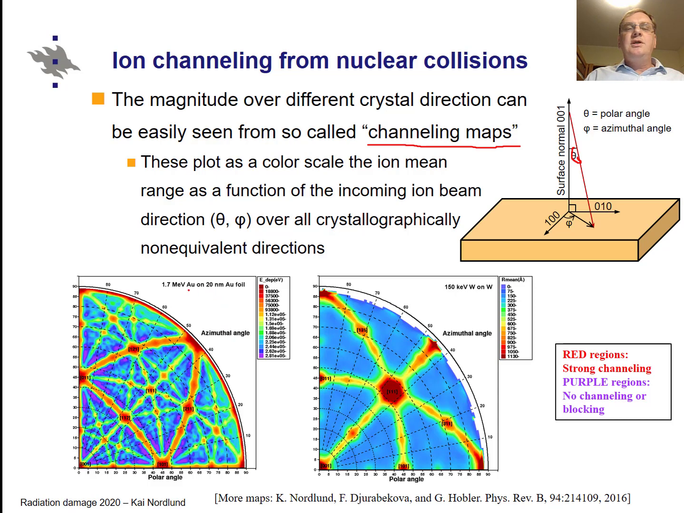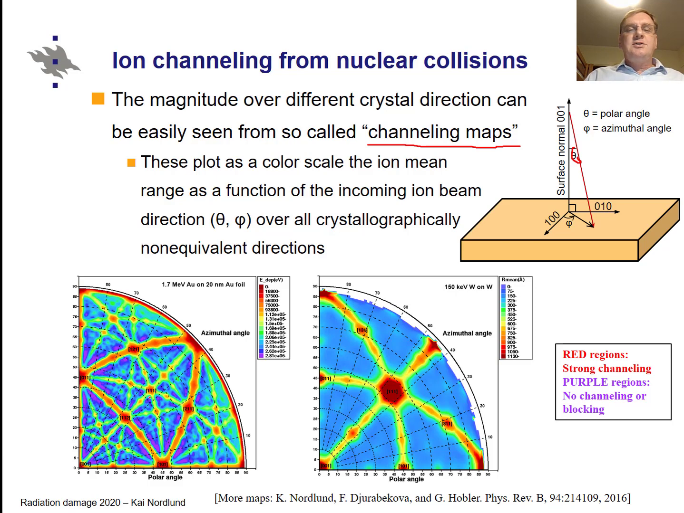Then this is a different plot. This is 1.7 MeV gold on a foil of gold, where practically all the ions go just through the foil. Instead of plotting the range, you plot the energy deposition in the foil, and then you see that there is actually a huge lot of channeling directions. In this case, in an FCC crystal like gold, the 101 direction is the strongest channeling direction. The 112 is also a quite strong channeling direction. The 111 and 001 are then weaker but still clearly channeling directions. And this is quite typical for FCC crystals.